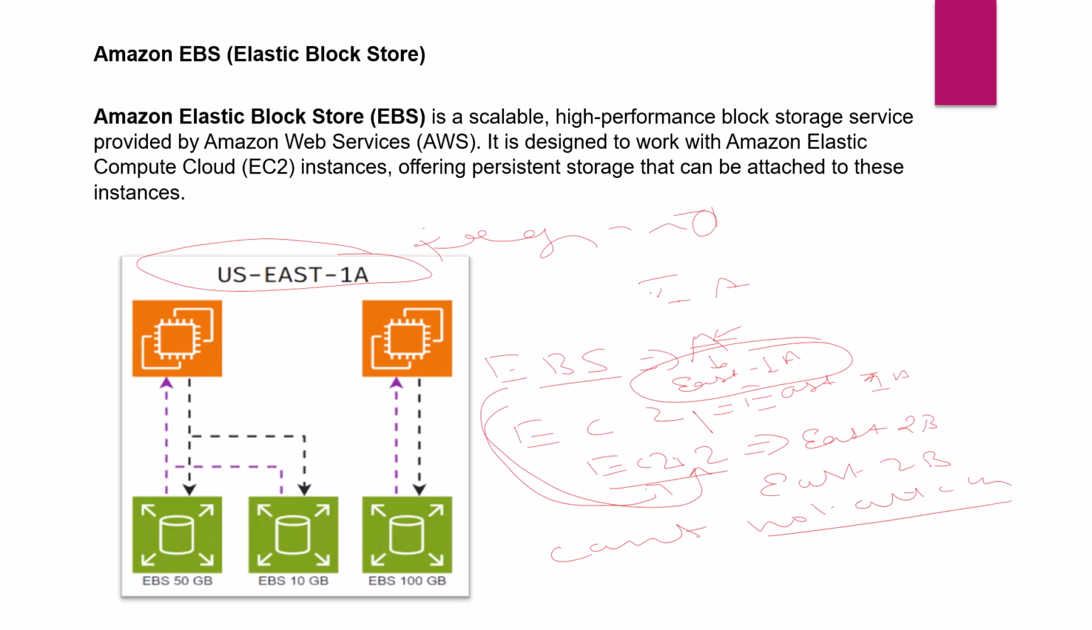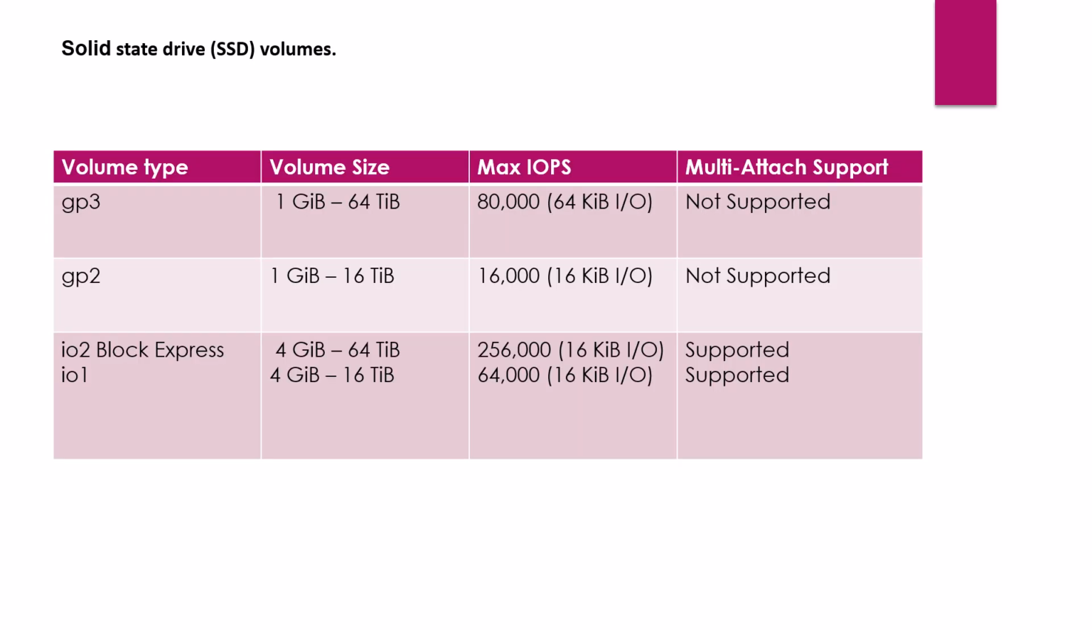Here the EC2 is in US East 1A and all the EBS volumes, let's take an example, this one and this one, are attached to one EC2. This is EC2 1 and this is EC2 2. Got it? Okay, let's jump to the next one.